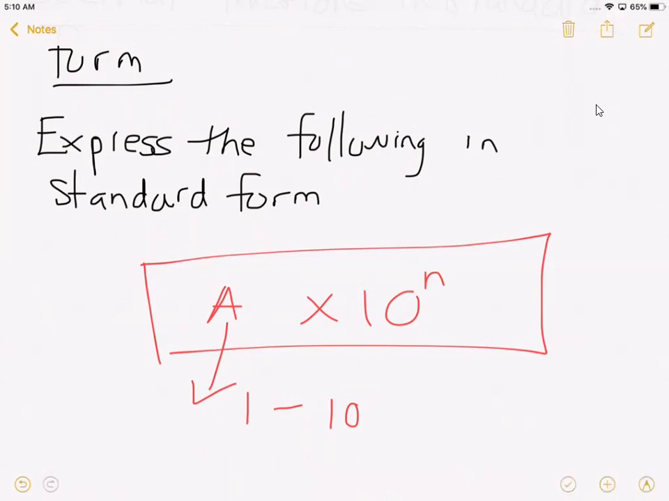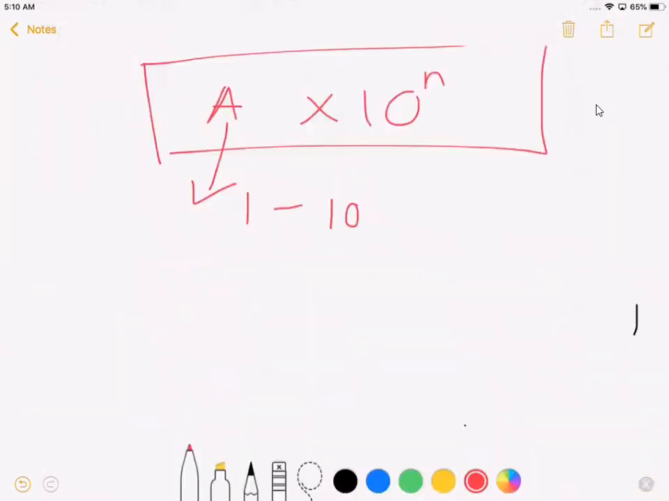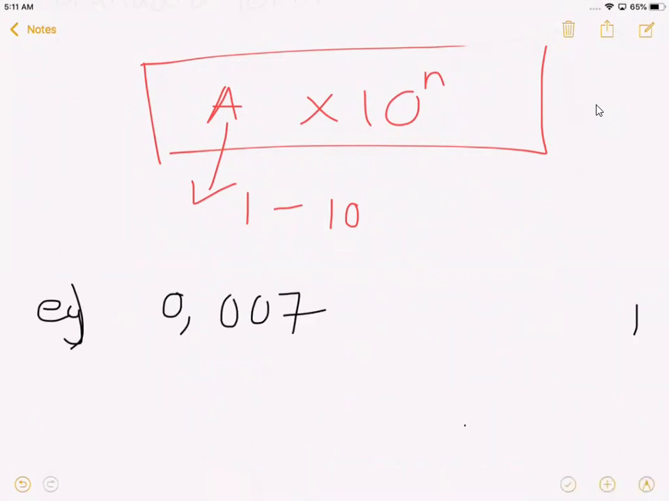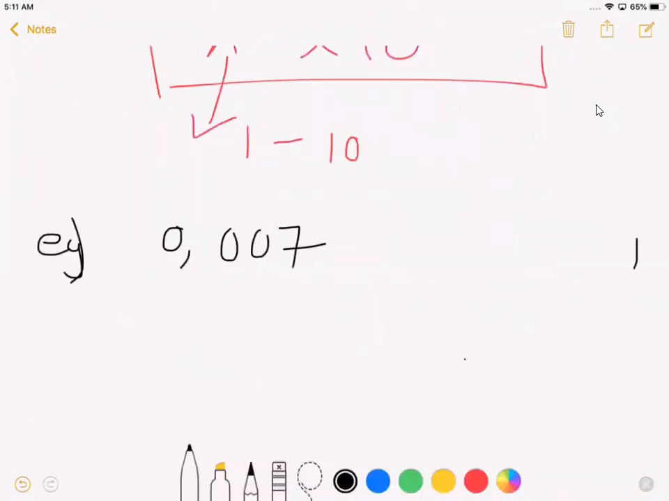So let's do examples. We want to do the ones that are in decimal and change them into standard form. There is an easy way of doing that. For example, given 0,007, you are required to change it into standard form. The easiest way, you go straight to a number that is not 0, in this case 7, and you check, is that number less than 10? In this case, it's less than 10.